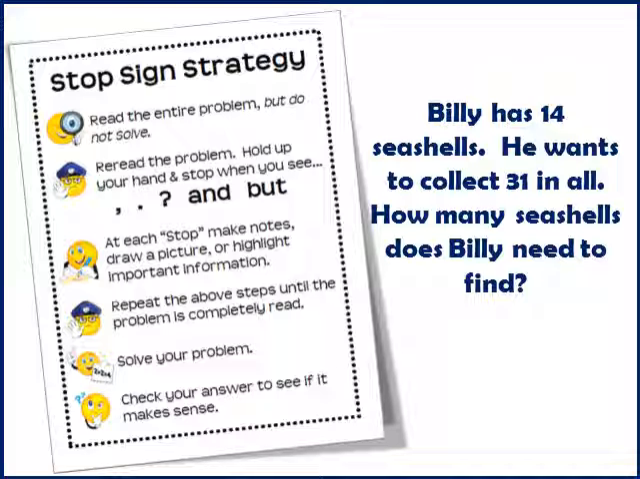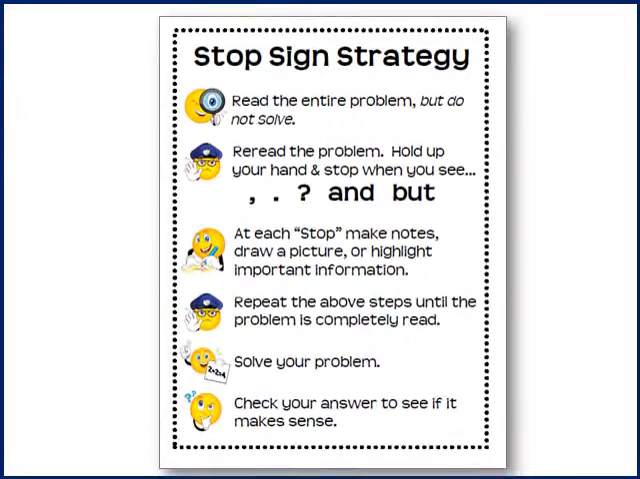So we're going to keep stopping and taking notes or drawing pictures or highlighting each time we see a comma, period, question mark, "and," or "but" until the problem's completely read. And then we're going to solve the problem. And after we solve the problem, then go back and see if our answer makes sense. This really focuses the kids into doing that close reading and doing the thinking into the problem a little bit more.